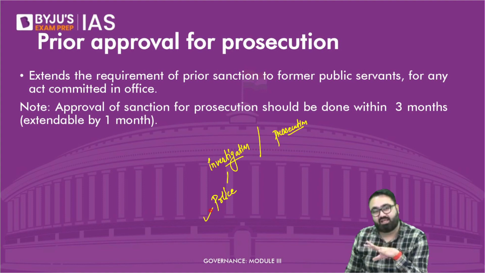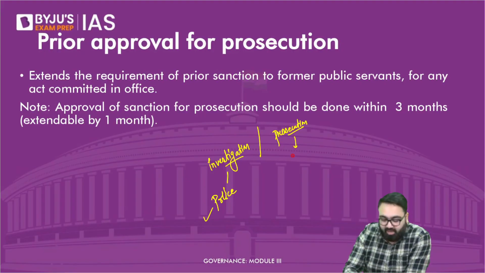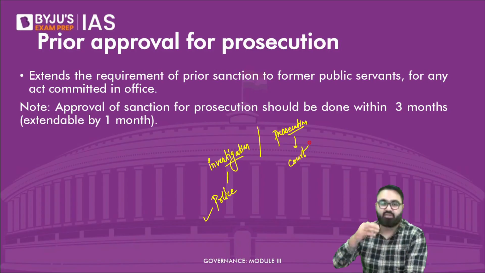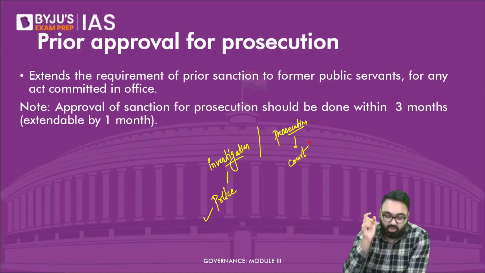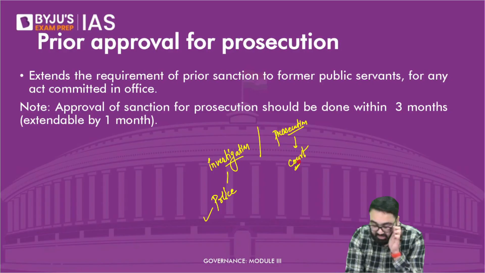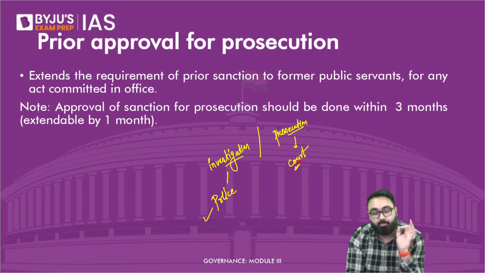After the police has done the investigation, the matter will go to the court. Court proceedings are called prosecution. Prosecution means starting a case against someone, trying to punish someone. It happens in the court. For that also you require government's permission. So at one stage, for investigation to start, you require the government's permission. There is no time limit for investigation permission. Government can tell or government may not tell. But for prosecution, government's permission is again required.